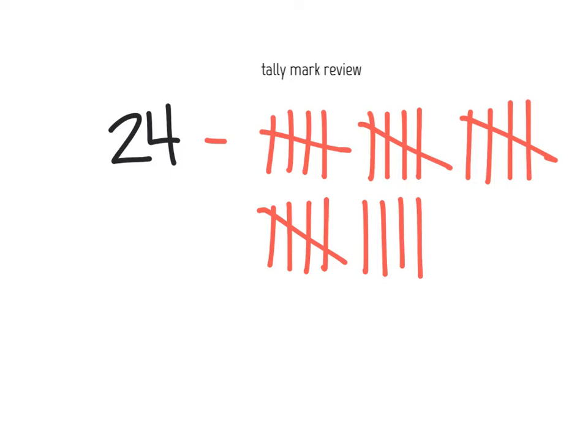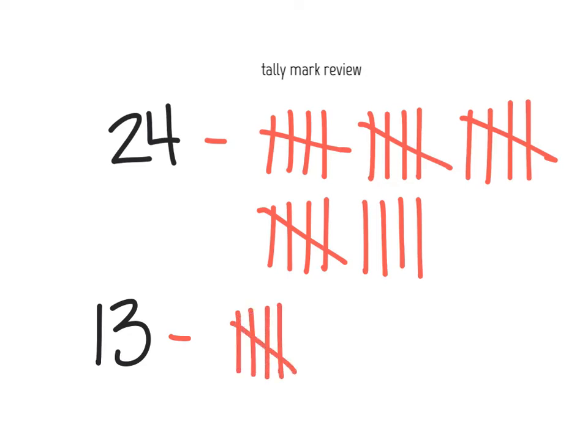Let's do one more. Let's make the number 13. So if I make the number 13 in tally marks, I'm going to have 1, 2, 3, 4, 5, 6, 7, 8, 9, 10, 11, 12, 13. And when I count it, 5, 10, 11, 12, 13. So that's a review on tally marks. That's what I'm looking for in the area that says tally marks.